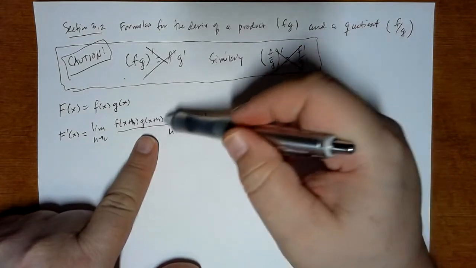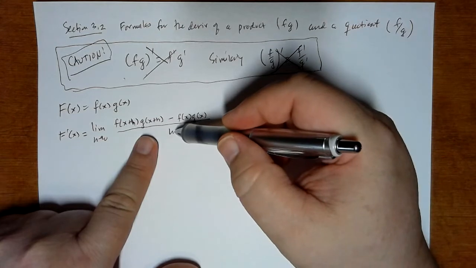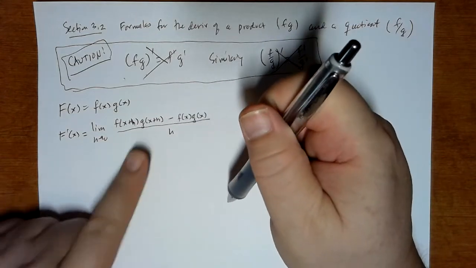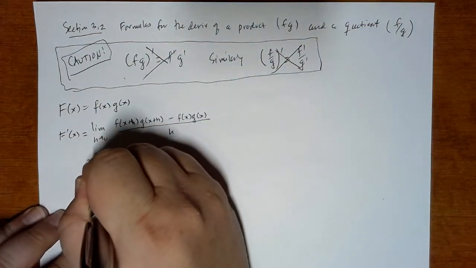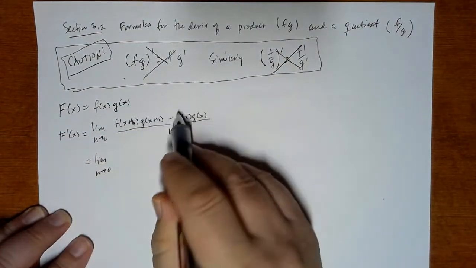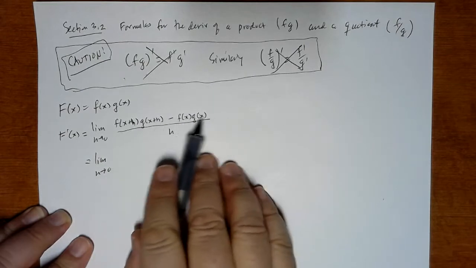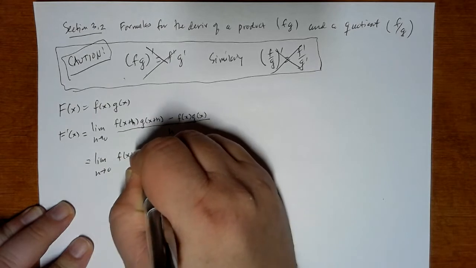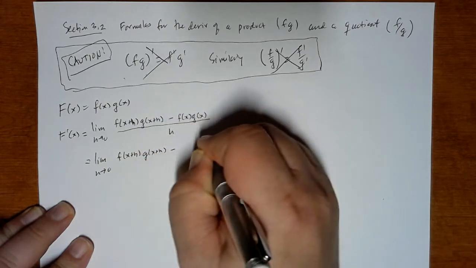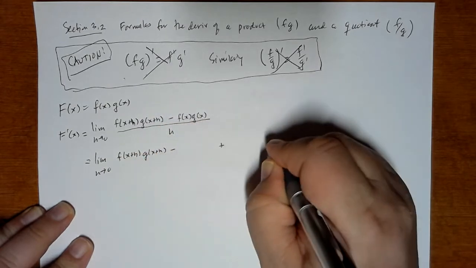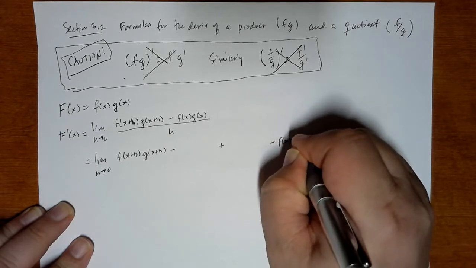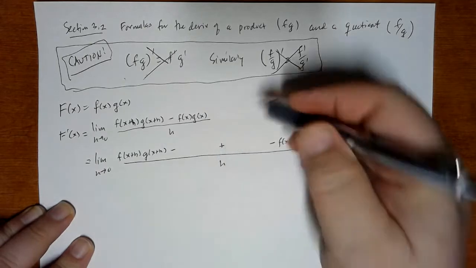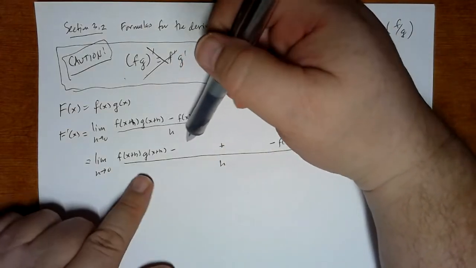Okay, so the problem here is that I've got a mixture of x plus h and a mixture of x in here. What I want to do is I'm going to have a little algebra trick, and I'm going to add and subtract the same thing in the numerator. And the thing that I'm going to add and subtract is going to be something I can use to factor out the right thing. So here I'll have my f of x plus h, g of x plus h, minus something plus something minus f of x, g of x, all divided by h. And now what should I add and subtract here?